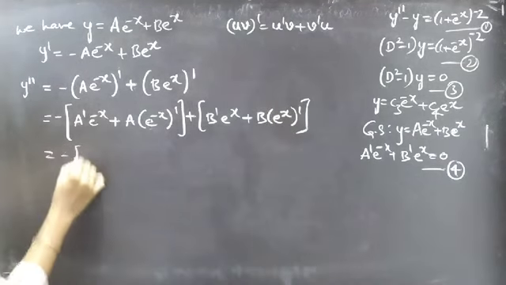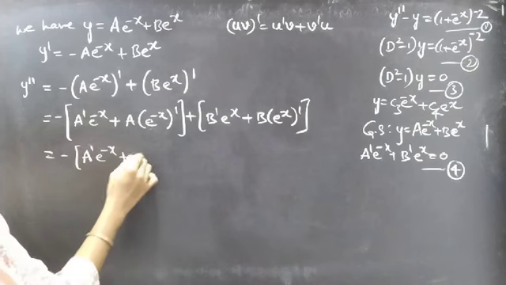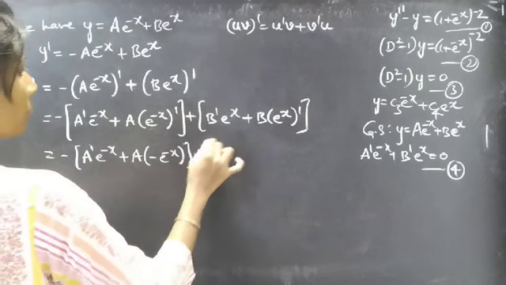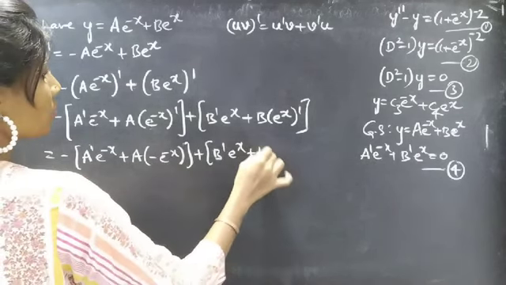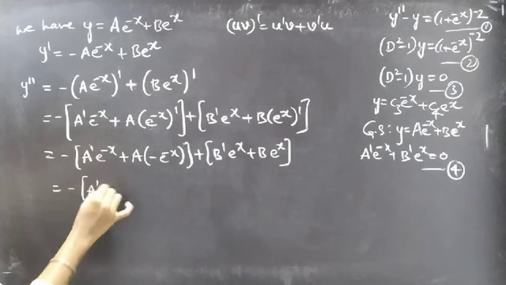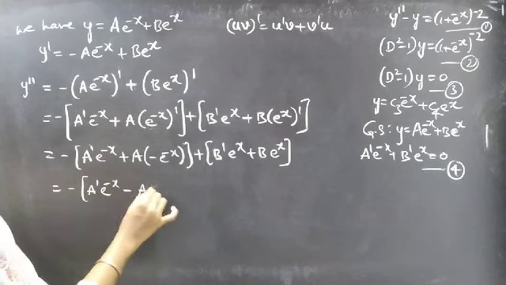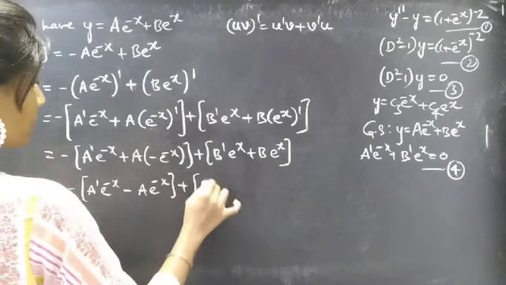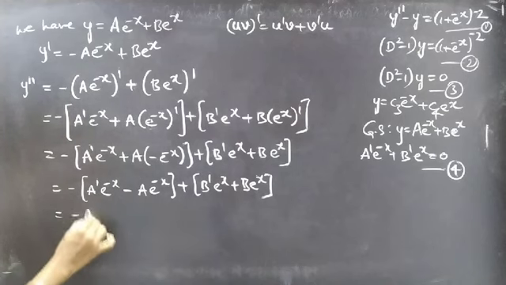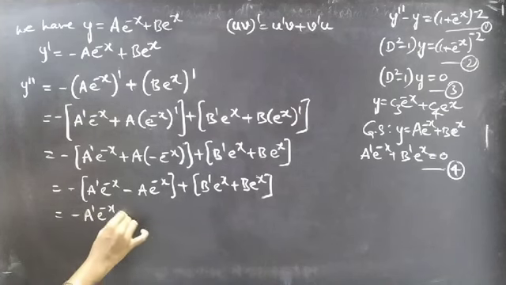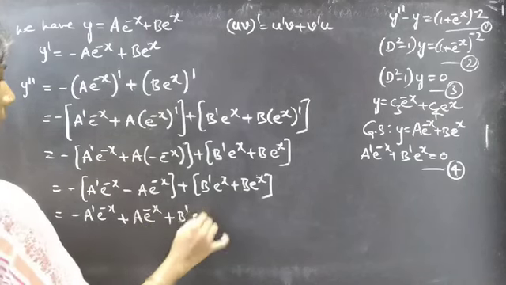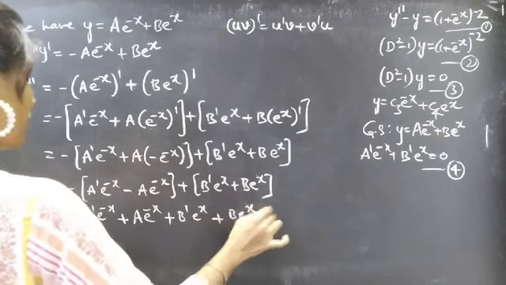This gives us minus of a dash e power minus x plus a into the derivative of e power minus x with respect to x, which is minus e power minus x, plus b dash e power x plus b into the derivative of e power x with respect to x, which is e power x. This gives us minus of a dash e power minus x minus a e power minus x plus b dash e power x plus b into e power x. This gives us minus a dash e power minus x plus a e power minus x plus b dash e power x plus b e power x.